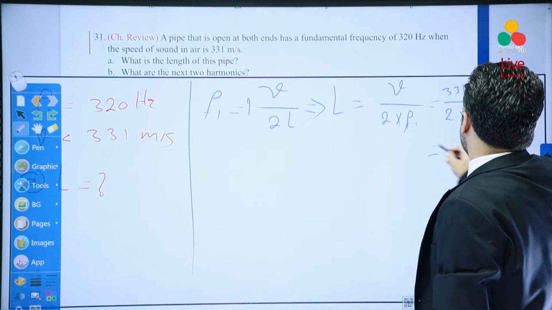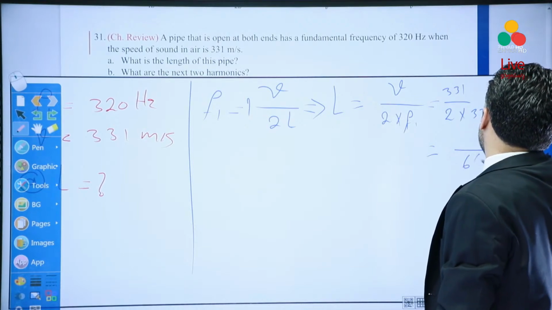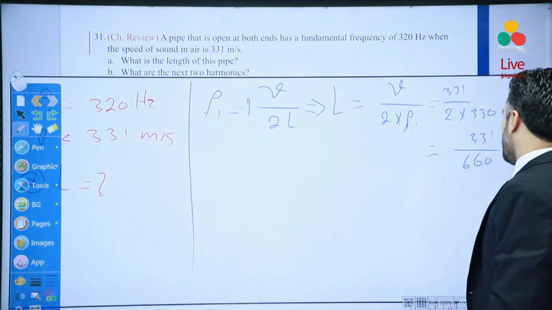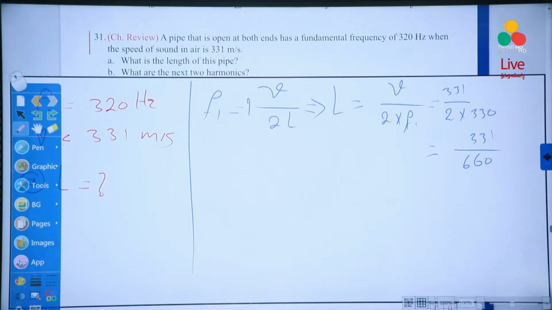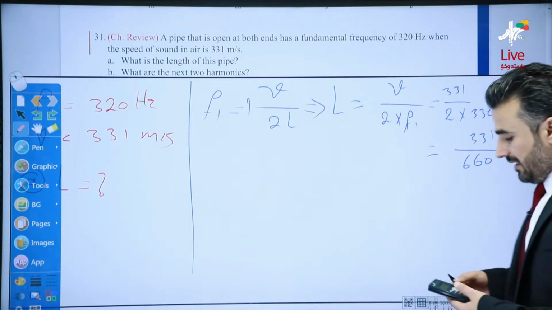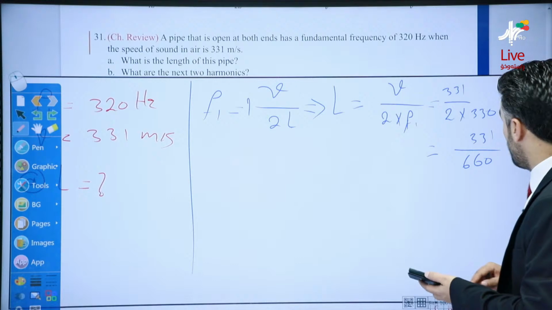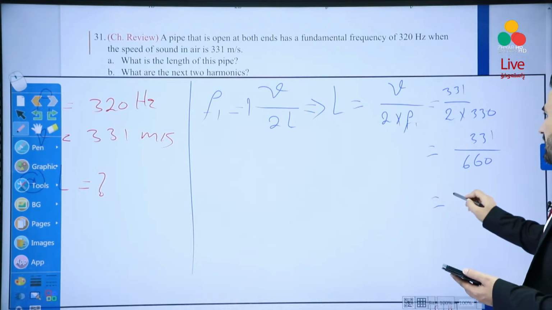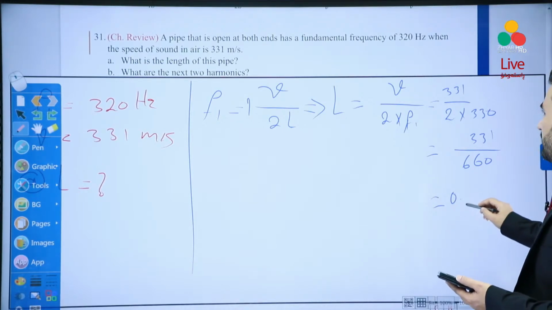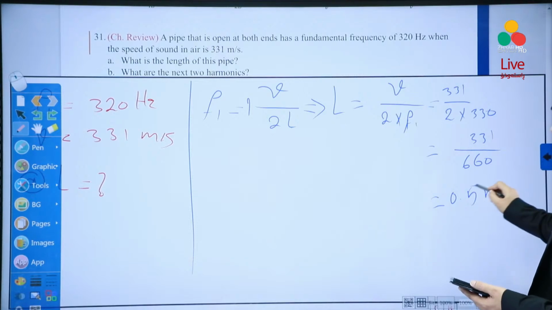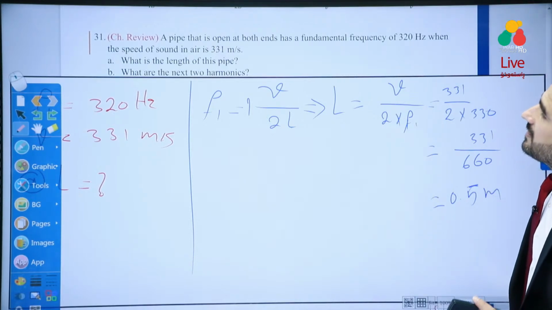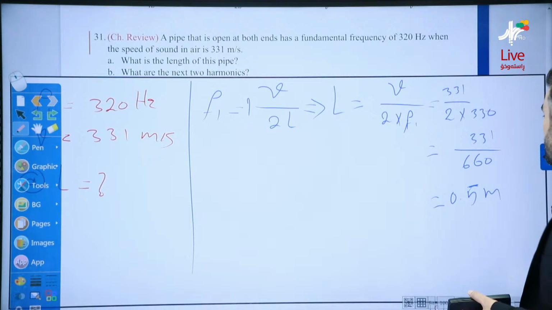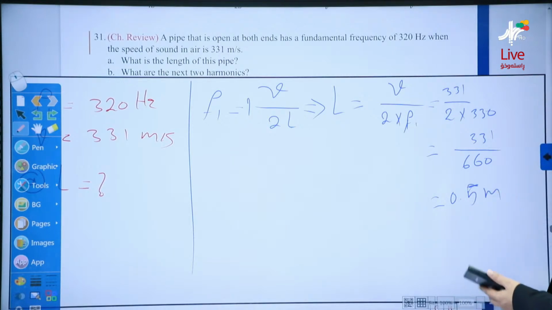So of course, what is the answer now? That is 331 over 660. Let's get a calculator and see what is the length here. 331 divided by 660. That is about 0.5, so we can say the length is 0.5 meter. That is the length of what? The length of this pipe. That is the same thing if it was a string as well, by the way. So 0.5 meter.